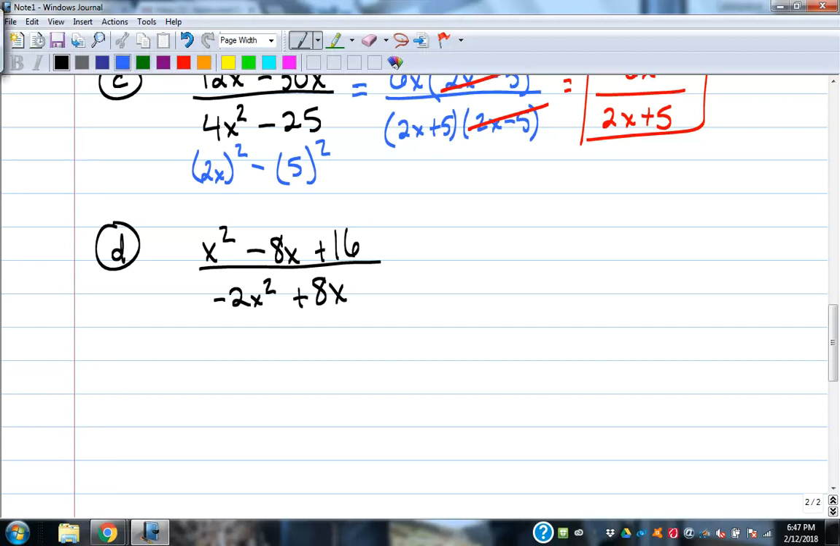So it's got 3 terms. Is there a GCF amongst all 3 terms? No. So I'm going to go to my x method. Multiply to be 16 and add to be negative 8. We'll do that. Negative 4 and negative 4. Good job. Because there's a 1 in front of x squared, or nothing there in front of x squared, I can go straight to my factors as being x minus 4 and x minus 4.